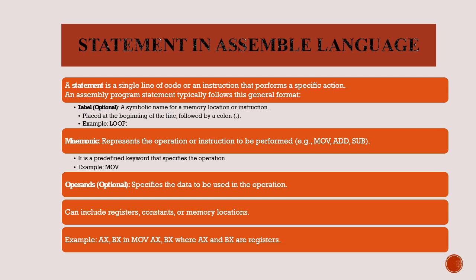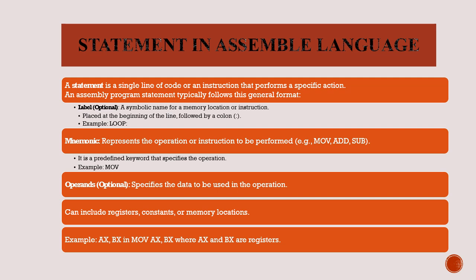Now, mnemonics representation. These mnemonics represent the operations or instructions to be performed, e.g. move, add, sub, div, mul. All these are operations or instructions that need to be performed. So it is a predefined keyword that specifies the operation. I think in the previous slide, I've explained this. Move is to what? Move a particular item to a memory location. Add sums two numbers. Subtract does what? It performs a difference operation between two variables.